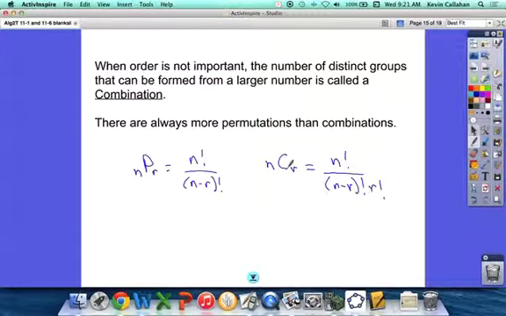So a lot of the challenge in these problems is trying to figure out, is order important? Because if you figure that part out, then the rest of it is easy. Then you just do whatever it is you do for that one, and you probably do it in the calculator anyways.